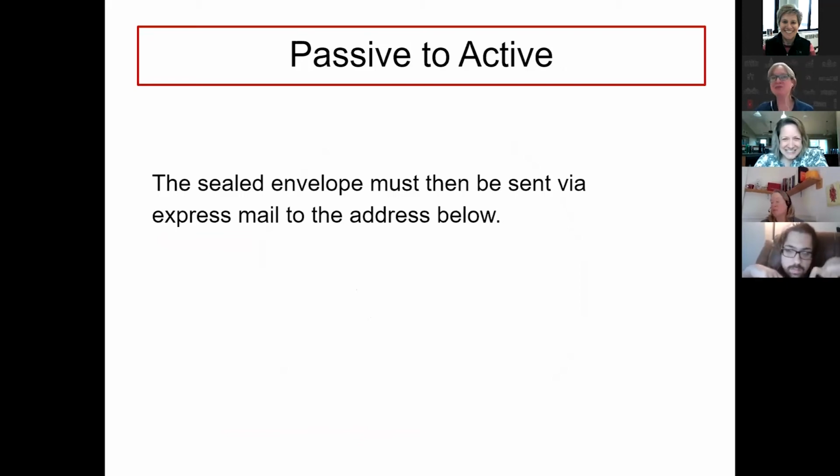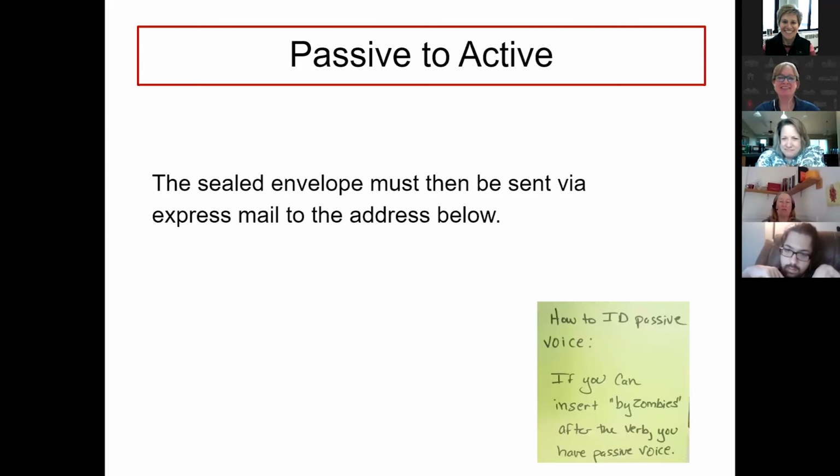So what we'll do is move to passive versus active and take a look at this sentence here. The sealed envelope must then be sent via express mail to the address below. Type in chat the verb for this sentence. Simple verb. What are we seeing there? Sent. Yes, send. Okay, great.